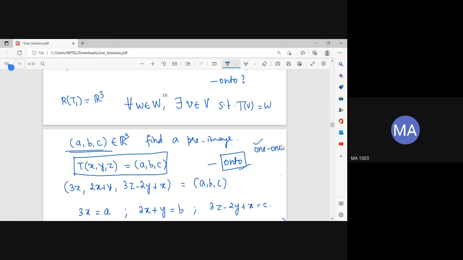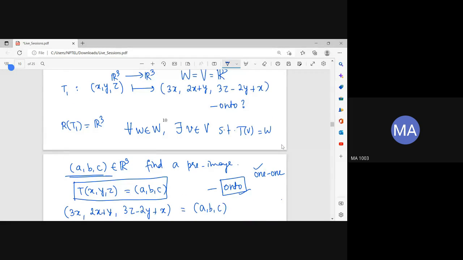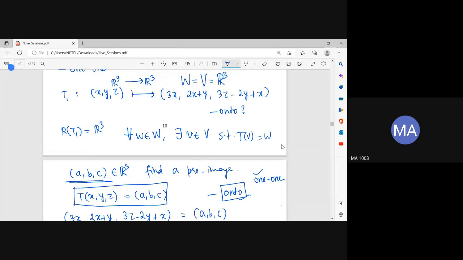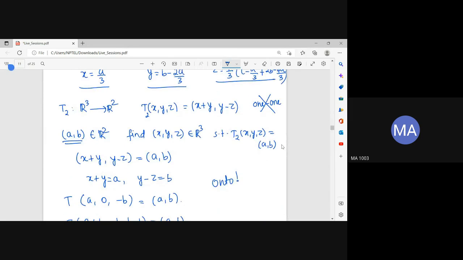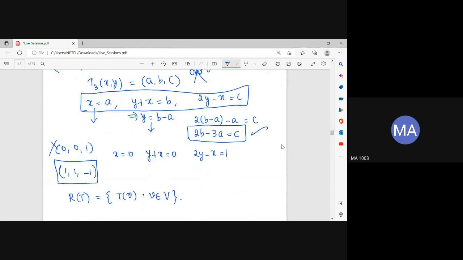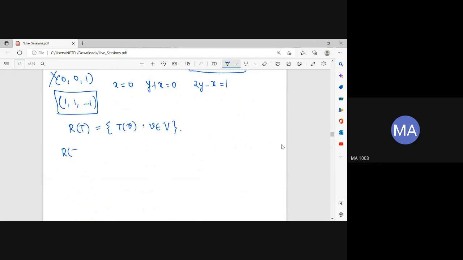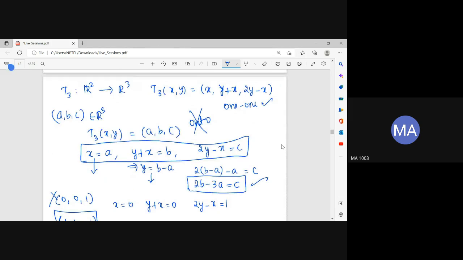Now tell me, what is the range of T1? The whole codomain. We have shown that it is an onto map, right? So it's R3. What is the range of T2? R2. So the range of T1 is R3, the range of T2 is R2. What is the range of T3? It is not R3.